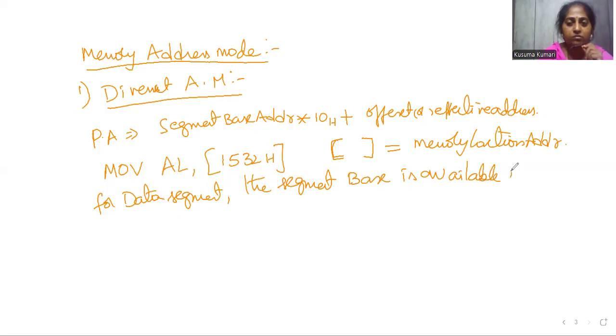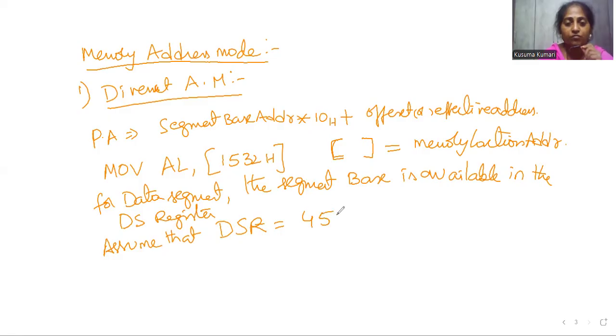Segment base is available in the DS register, the data segment register. Okay, so now assume that the data segment register contains, for example, 4500 hexa. This is the segment base.